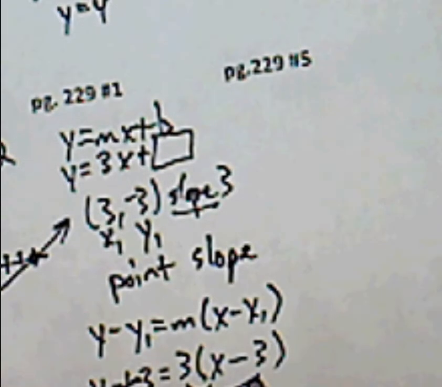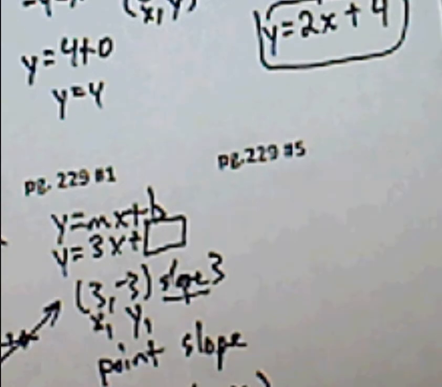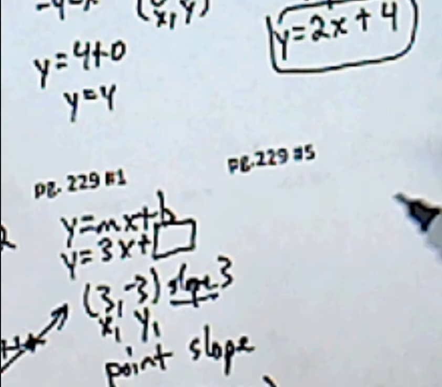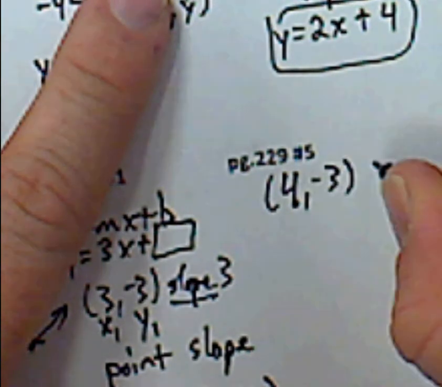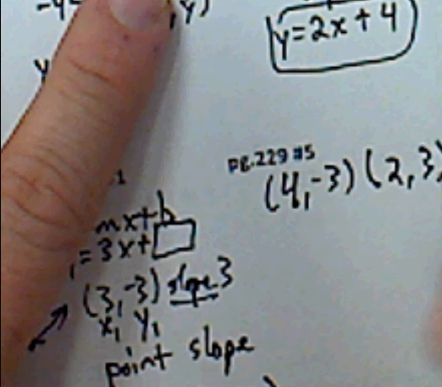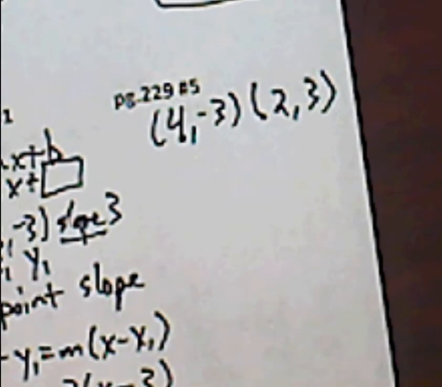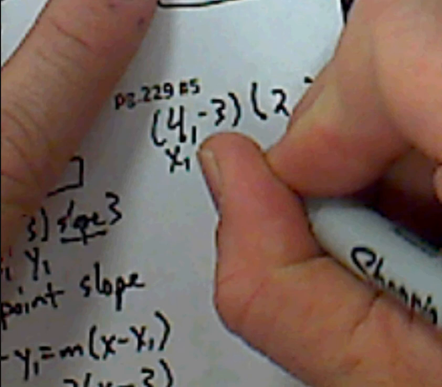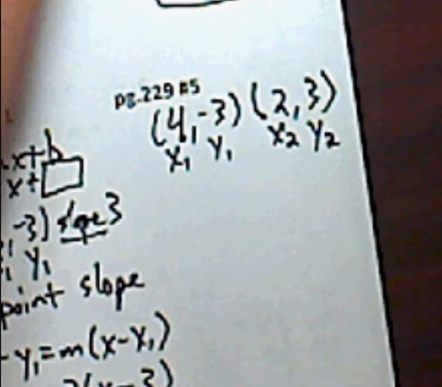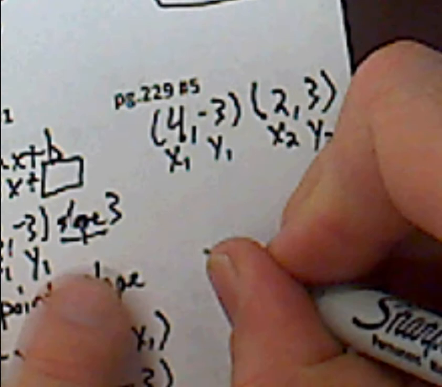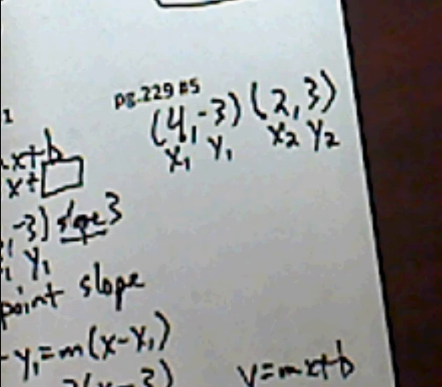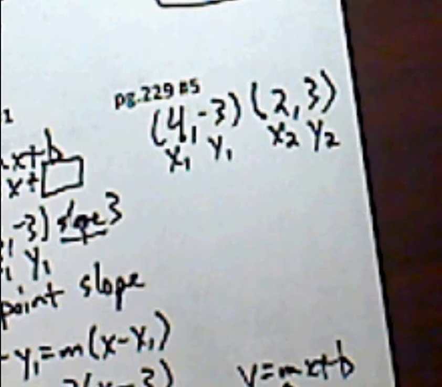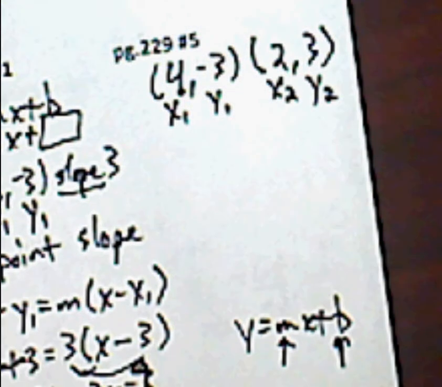Then we are on page 229, number 5. On 229, number 5, I did not teach you this yet. So they give me 4, -3, and then they give me 2, 3. These are both points. This is x1, y1, this is x2, y2. So if I'm trying to get way down here, y equals mx plus b, I don't even know what my slope is, and I don't even know what my y-intercept is. But I know I can find my slope first.